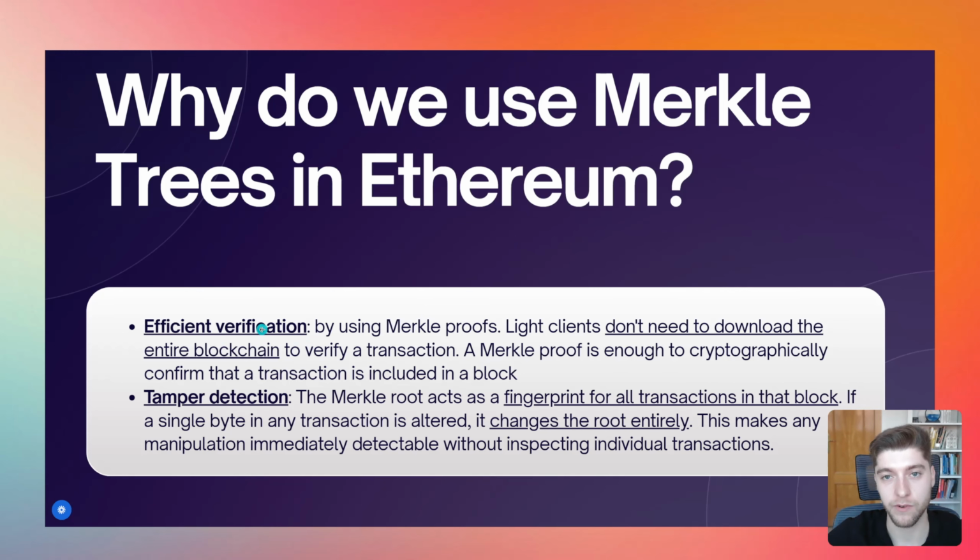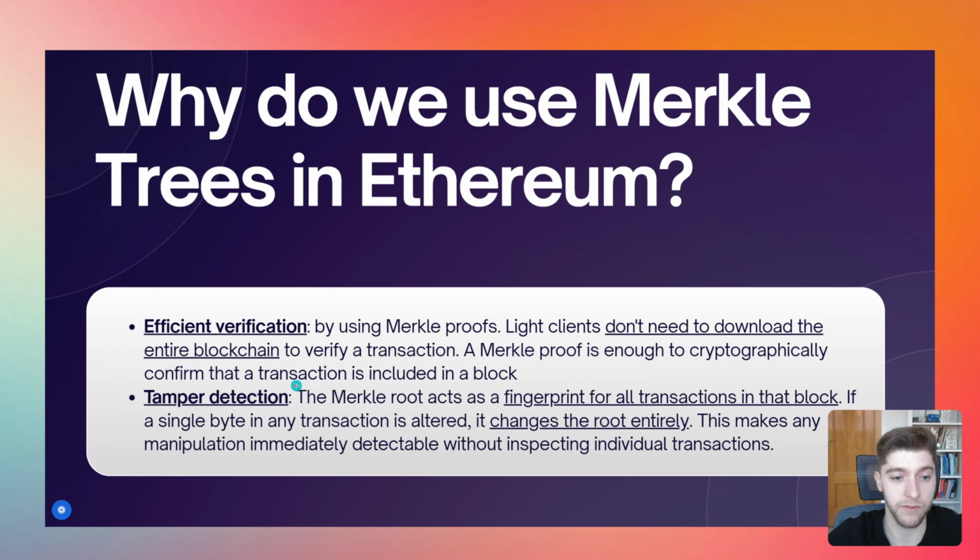They provide very, very efficient verification because by using Merkle proofs, light clients don't need to download the entire blockchain to verify a transaction. This is extremely important. Imagine we have millions of transactions, millions of pieces of data. We don't want a client to download millions of bytes of data to be able to verify a single transaction. That wouldn't be efficient and it wouldn't be scalable. So with Merkle proofs, we can do that in a much more efficient way because a Merkle proof is enough to cryptographically confirm that a transaction is included inside of a block.